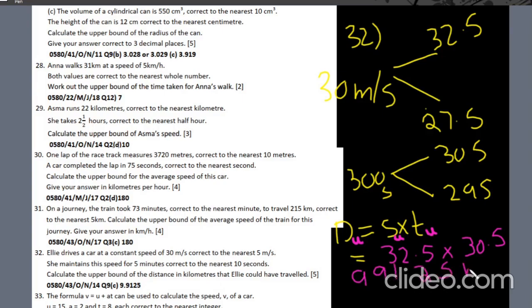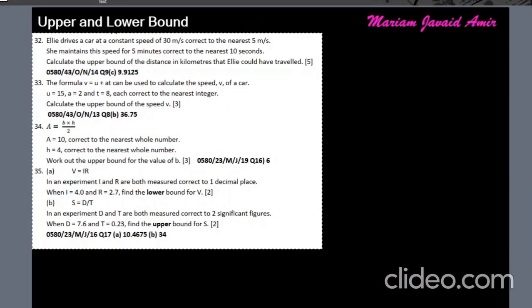Now this is in meters, and we need the answer in kilometers. So to get the answer in kilometers, we divide this by 1000. Oh, the answer here was 992.5. So divide this by 1000 to get the answer in kilometers, and we get this answer, 9.9125.